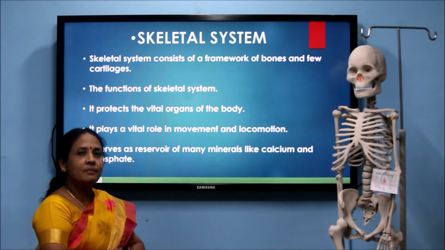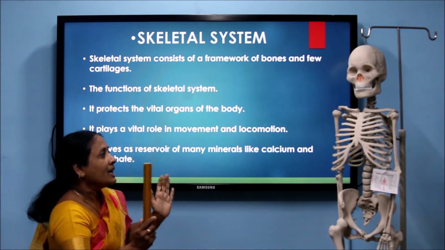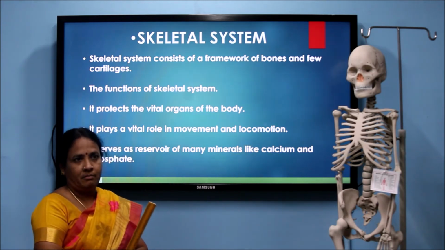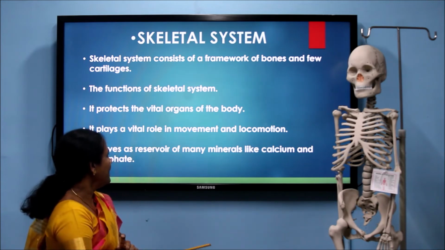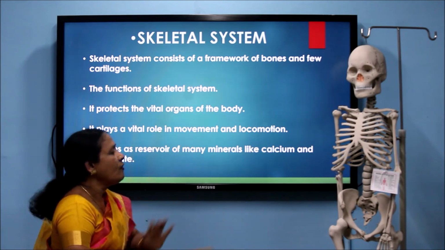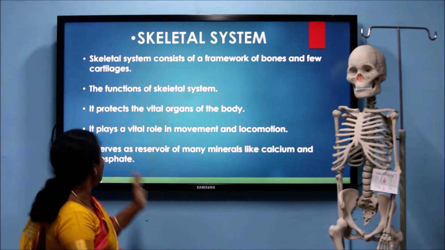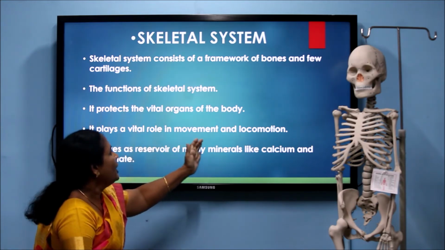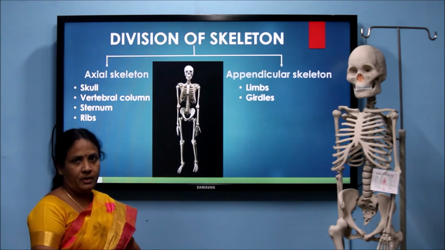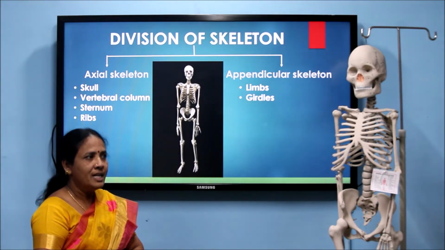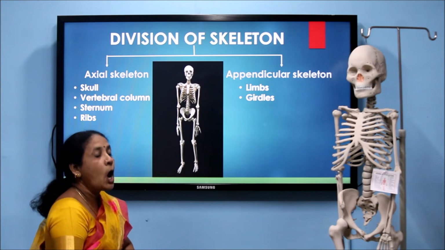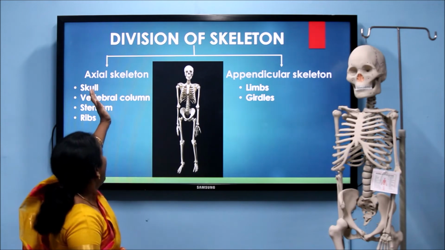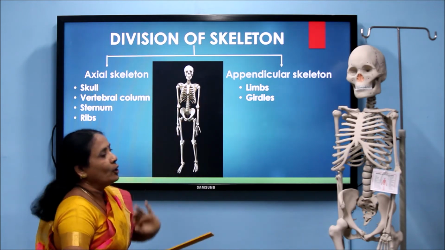Then what are the functions of the skeletal system? They protect the vital organs of our body. Second, they are the reservoir of many minerals like calcium and phosphate, and they play a vital role in movement and locomotion. So these are the functions of the skeletal system. Now we will see how the skeletal system is divided into two: the axial skeleton and the appendicular skeleton.